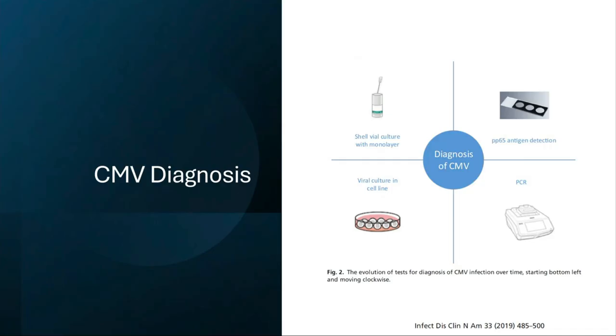Also, antigenemia is going out of favor as well. It is definitely not recommended in patients that are leukopenic or neutropenic, because this test relies on the identification of pp65 within the neutrophils. So these days, what's used the most is the identification of CMV DNA based on PCR methods.